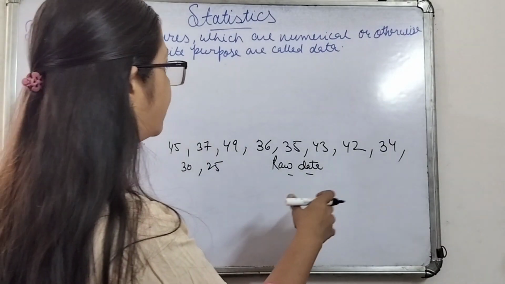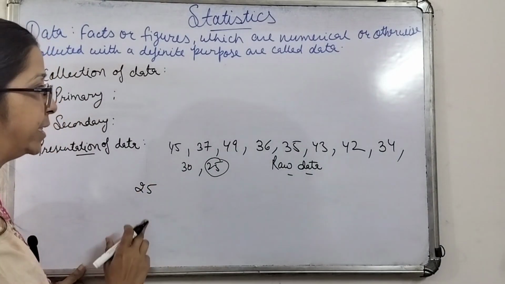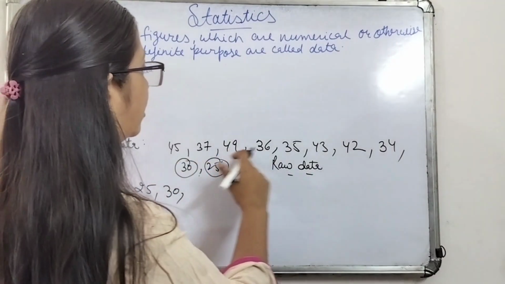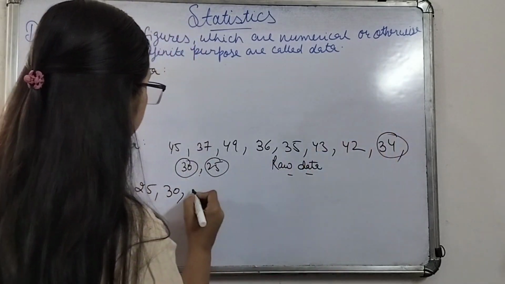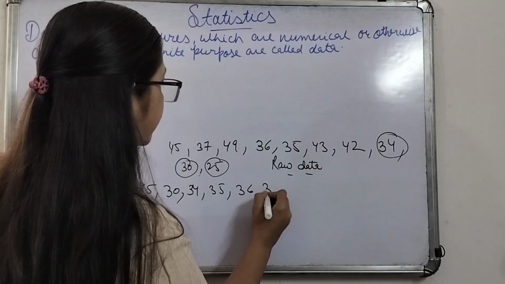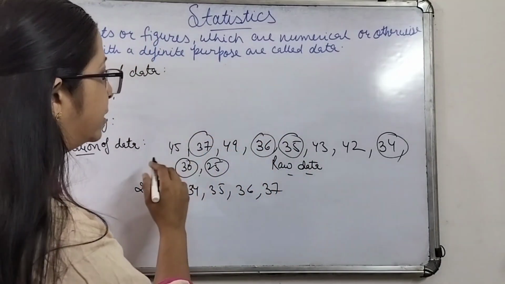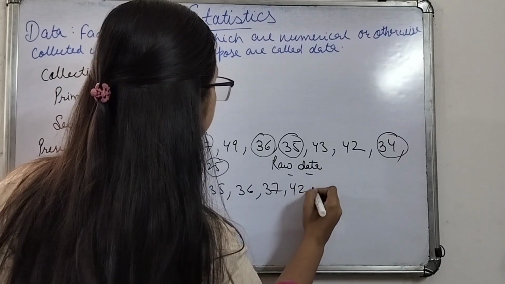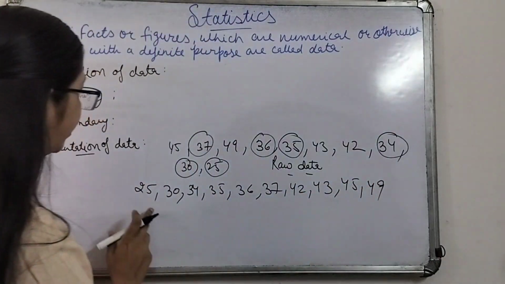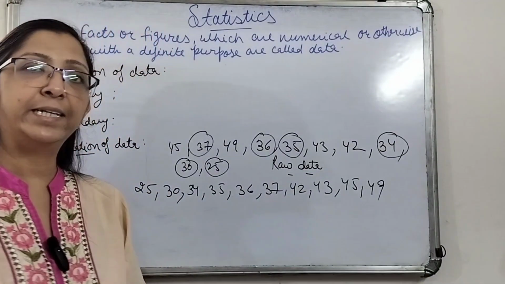So what is the smallest marks over here? It is 25. So we will be arranging it: 25, then 30, then 34, then 35, then 36, then 37. This we have taken, this we have taken, this we have taken. Then comes 42, then 43, then 45, and then 49. So how many have we taken? 1, 2, 3, 4, 5, 6, 7, 8, 9, 10. We have taken all the 10 data.